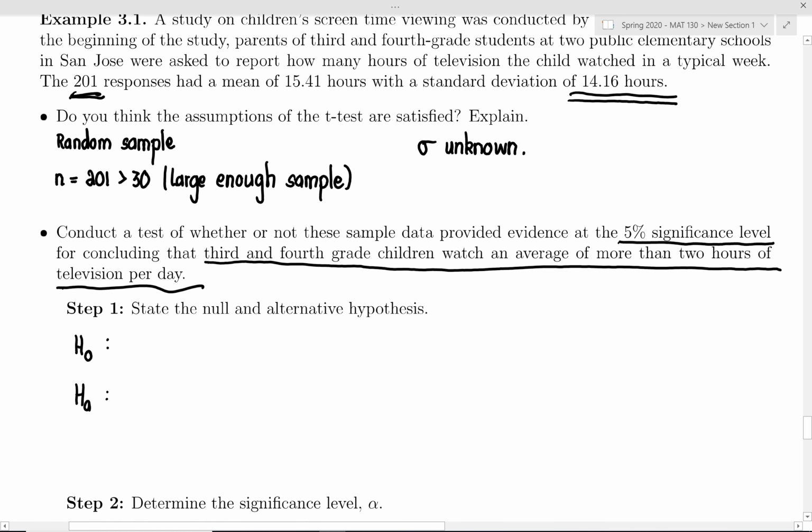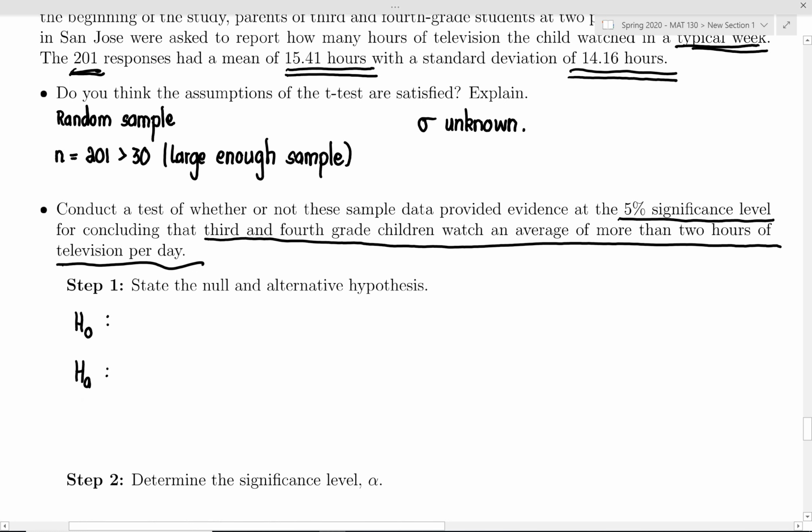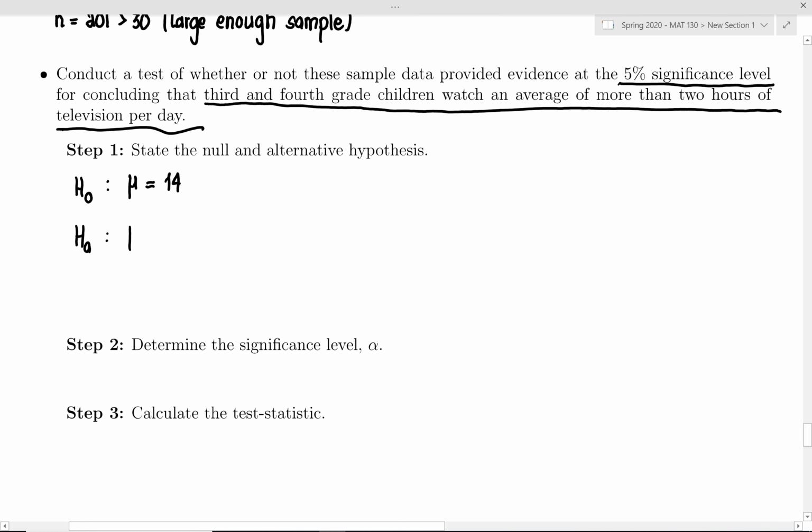One small thing I'd like to point out: we were talking earlier about a typical week, 15.41 hours. But here we're given 2 hours of TV per day. So if we're watching 2 hours of TV per day, how many hours are we watching in a week? We're watching 14 hours, so that's our null hypothesis. We're going to start from the assumption that the children are watching 14 hours. And our alternative hypothesis is going to be mu is bigger than 14 here, right?